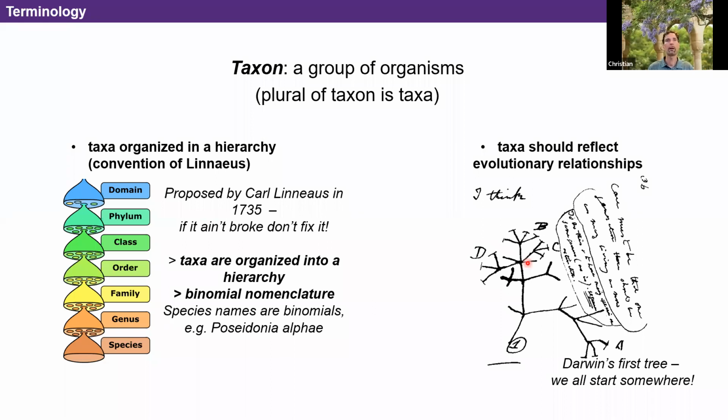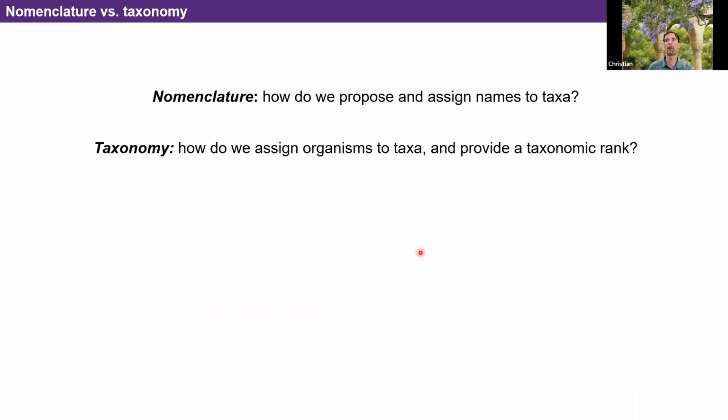Okay, now one thing we have to clarify, and I think that's probably one of the take-home messages of this webinar today, is the difference between nomenclature and taxonomy, because that has caused quite some confusion. Let's have a look at that. So in a nutshell, right, nomenclature covers how do we propose and assign names to taxa. It's really the naming of taxa. Versus a taxonomy, right? That is about how do we assign organisms to taxa, right? And how to provide taxonomic ranks. Okay, so what does that mean?